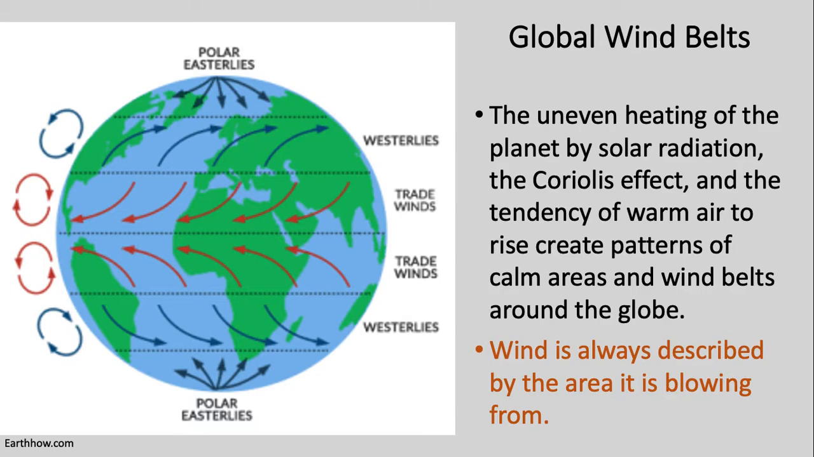The uneven heating of the planet by solar radiation, the Coriolis effect, and the tendency of warm air to rise create patterns of calm areas and wind belts around the globe. Wind is always described as the area it is blowing from, so the easterlies blow from the east, the westerlies blow from the west.